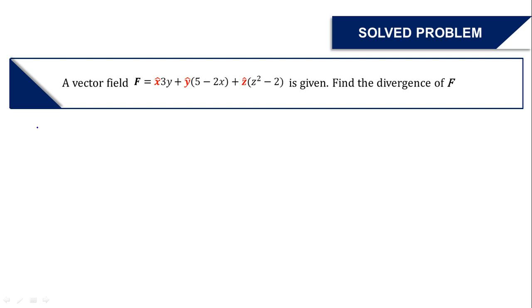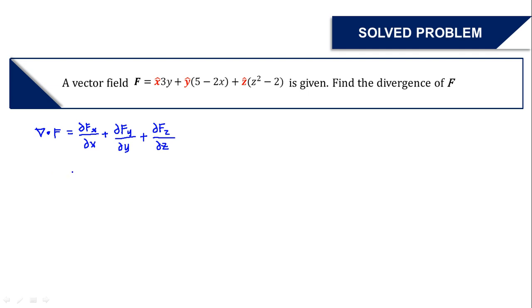So, we can say that the divergence, del dot F, is equal to the partial derivative of F sub x with respect to x plus the partial derivative of F sub y with respect to y plus the partial derivative of F sub z with respect to z.